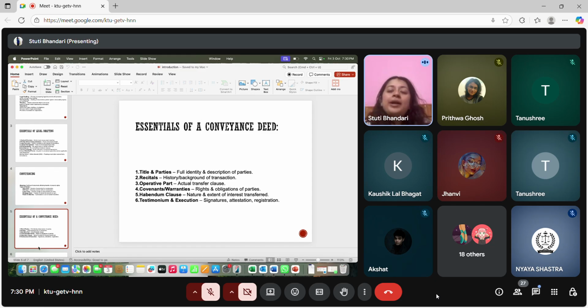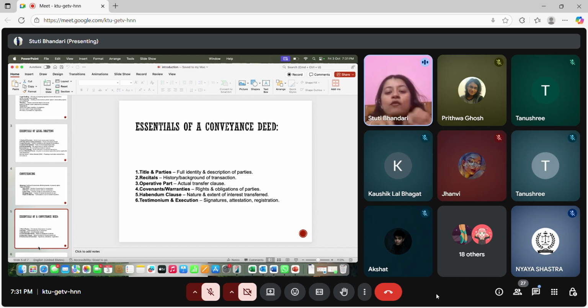Then the operative part. Operative part has whatever your sale consideration is. There are times when the person transfers the full amount at one go. There are times where they make part payments. There are times where they give some advance, and after some months part payments are done. So everything, whatever the arrangements have been made between the parties, that comes in the operative part.